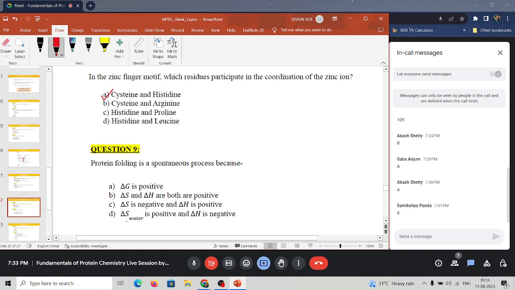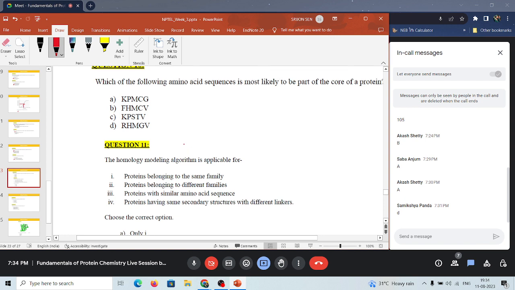And protein folding is, therefore, we can tell that protein folding is driven by enthalpy and not any other parameter. So enthalpy is the major parameter which plays a very vital role in the protein folding pathway. So for question number 9, D is the right option.